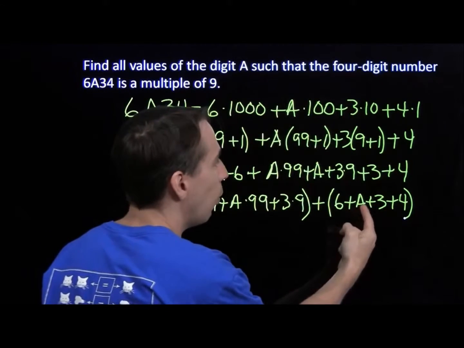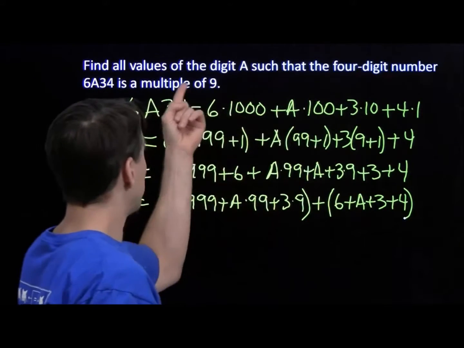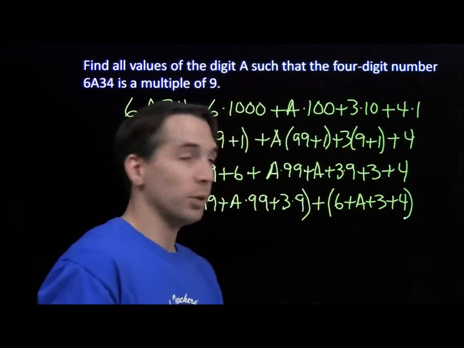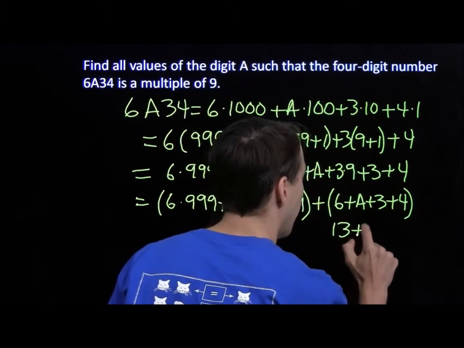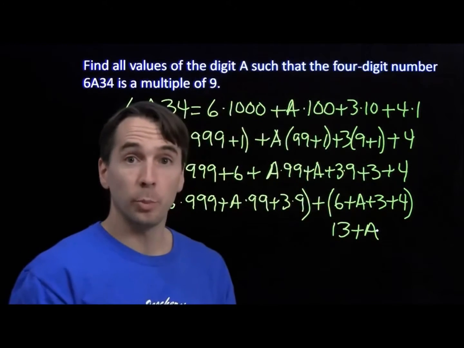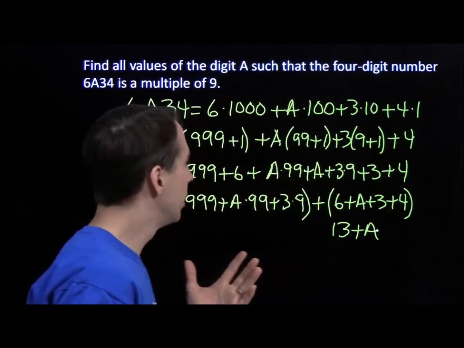So now we just need to figure out what values of a make this sum a multiple of 9. And of course, a is a digit, so it has to be some number from 0 to 9. Well, 6 plus 4 is 10, plus 3 is 13. So this all together is 13 plus a. And now we can see that the only digit that makes this a multiple of 9 is 5. And we've answered our problem.